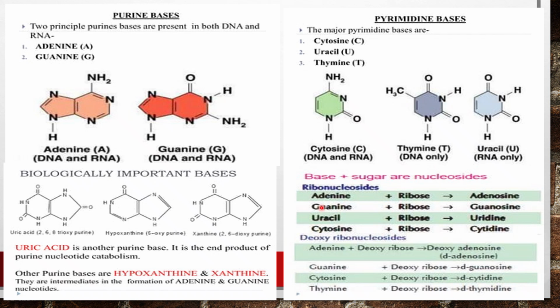So how do we name the nucleosides and nucleotides? Nucleoside like adenine and ribose sugar, so it is adenosine. Then similarly, guanosine. Then uracil and ribose, it is uridine. And then cytosine and ribose, it is cytidine. Then similarly, in the deoxyribose nucleosides, adenine plus deoxyribose sugar, they form deoxyadenosine. Then similarly, deoxyguanosine, deoxycytidine, deoxythymidine. So the initial small d represents the deoxy.